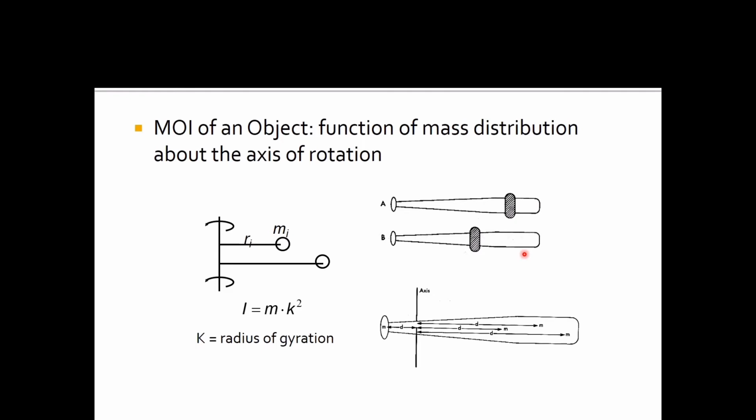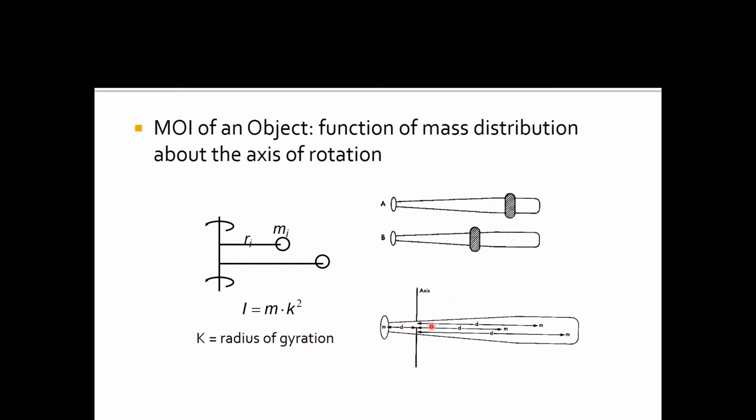That's why, depending on how mass is distributed with respect to the actual rotation, moment of inertia can be changed. And then I'd like to introduce now the concept of radius of gyration. Again, this is part of your last reading assignment.